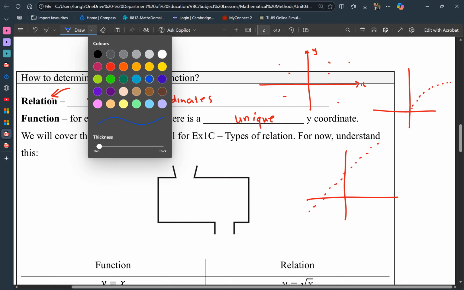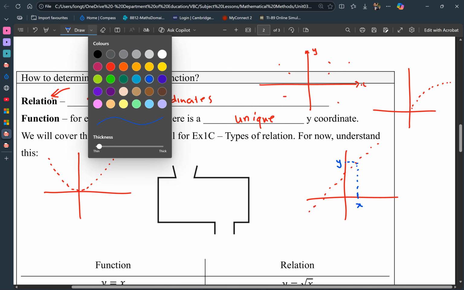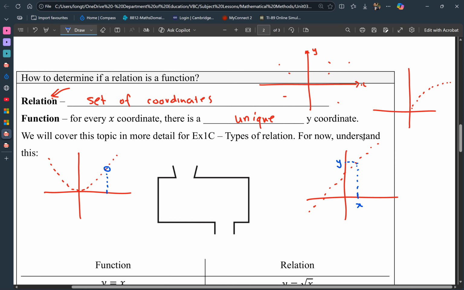Right here. No matter which coordinate you pick, even if I pick this one, that has one x value, and it also has one unique y value to it. That is the description of what a function is. This is why a quadratic, let's have a look at a quadratic one. So this is the set of coordinates for a quadratic. Now notice what happens here. If I pick this coordinate here, for this x value, you have one corresponding y value. It's not two.